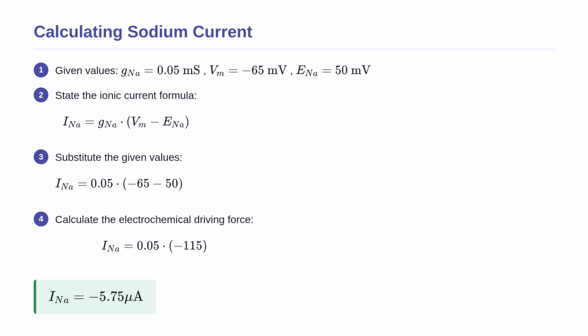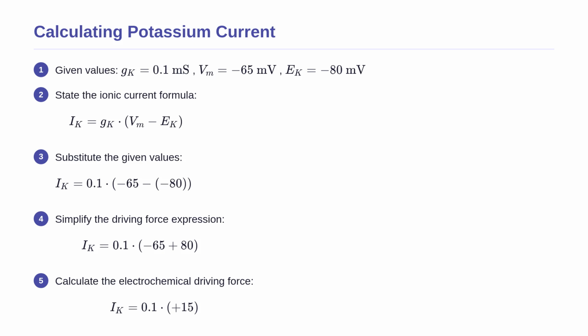We start by substituting our given values into the ionic current equation. We subtract the equilibrium potential of 50 from the membrane potential of negative 65. This gives us a massive driving force of negative 115 millivolts. Multiplying this by the conductance gives a final answer of negative 5.75 microamperes. This large negative value indicates a very strong inward pull on the sodium ions.